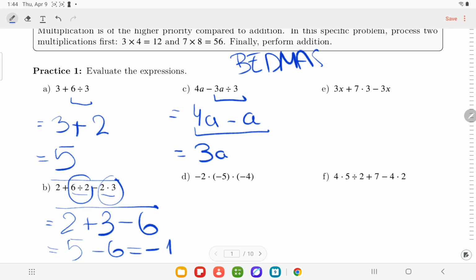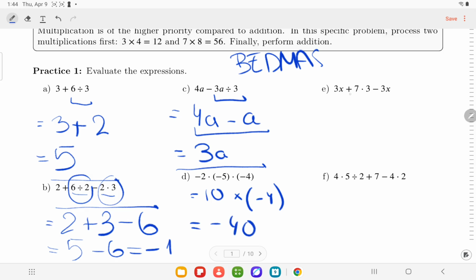For D, since all we're doing is multiplication, we're going to be going from left to right. So we start with negative 2 times negative 5, which is 10. And then times negative 4. This will give us negative 40.